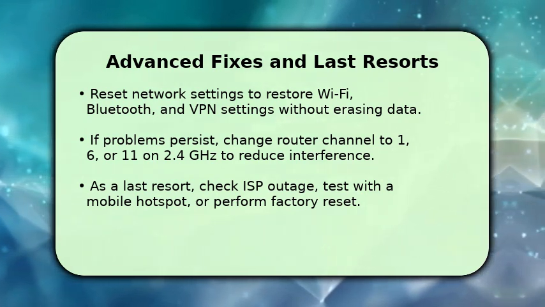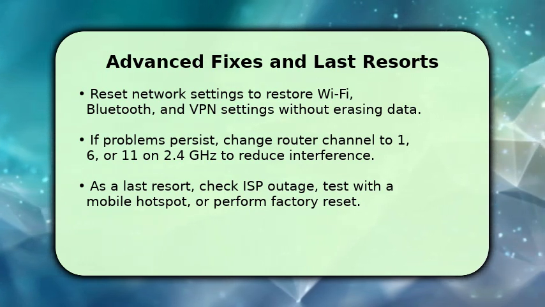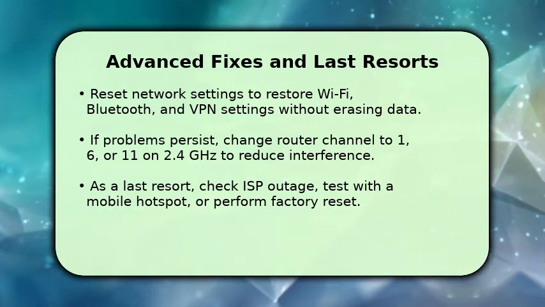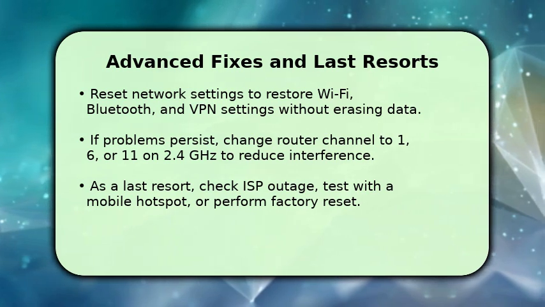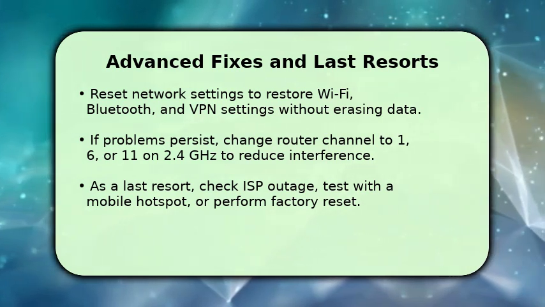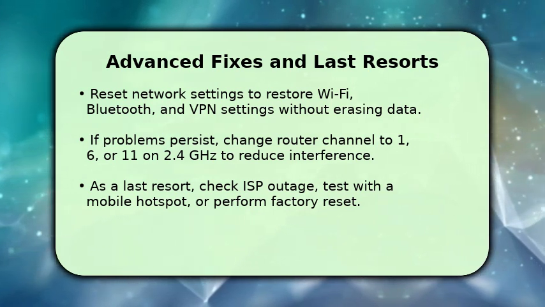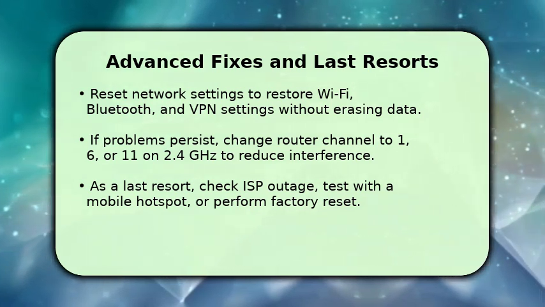If interference is suspected, log into the router and change the 4 GHz channel to 1, 6, or 11, or switch bands to 5 GHz if supported. Test the phone on another network or a mobile hotspot to isolate the device.